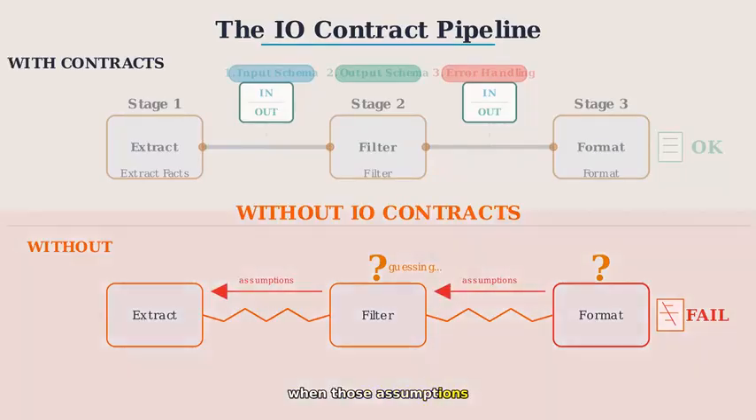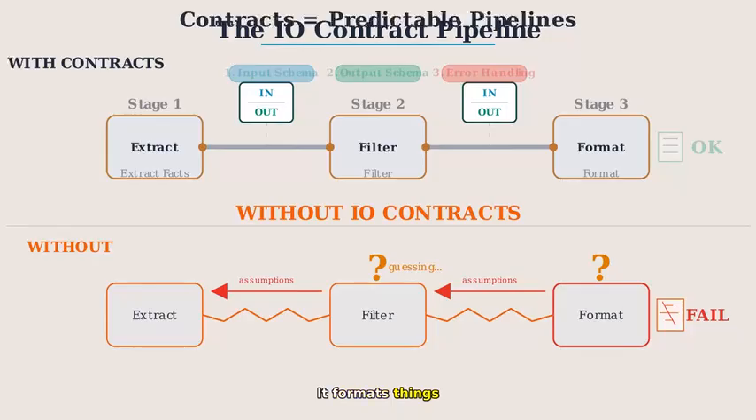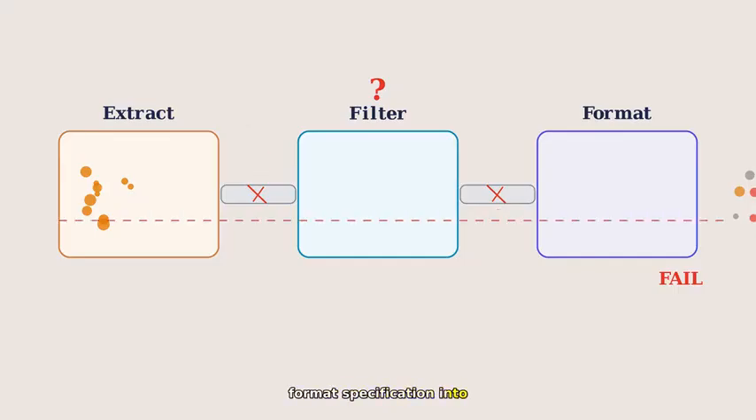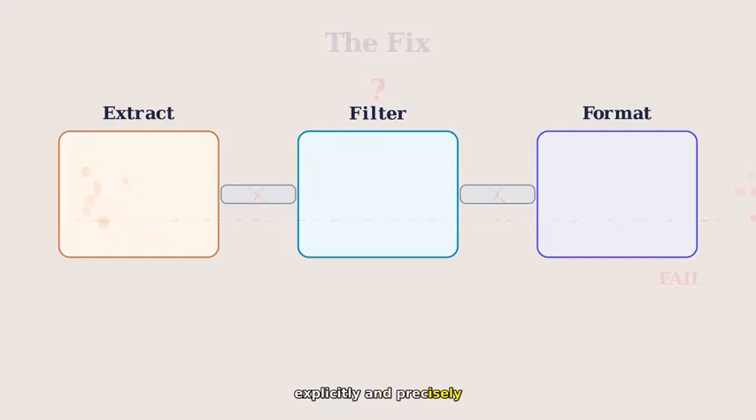What happens when those assumptions are wrong? Stage 3 gets confused. It formats things that shouldn't be formatted. It misses key content that's buried in unexpected structure. And your pipeline output fails in a way that's very hard to trace back to its source. The fix is to write the input and output format specification into every stage's prompt, explicitly and precisely.